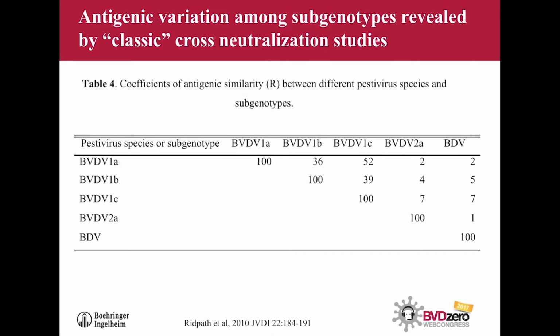We can also see antigenic variation among subgenotypes using classic cross-neutralization studies, that is, making sera against 1A and then trying it against 1As versus 1Bs versus 1Cs, which predominate in Australia, 2As, and border disease virus, as shown in this slide. As you can see, we always have the highest neutralization when we look at viruses from the same subgenotype, indicating once again that there really are significant differences between these subgenotypes.